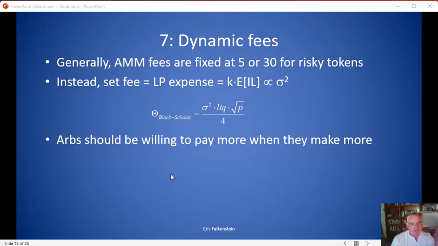In general, AMM fees for risky tokens are fixed at 5 or 30 basis points. Well, we know that the LP's expense, this nebulous gamma cost, is proportional to the variance. That is, the expected IL is linear in the variance of the asset returns. And so why not have a fee that's proportional to the variance?